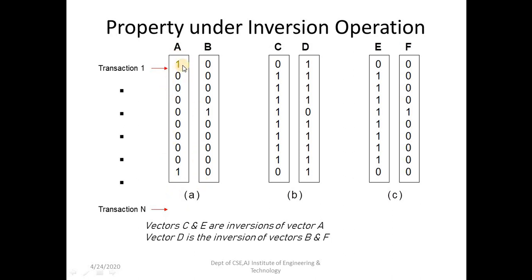Here 1 means that for transaction 1 the item occurs, and for the 10th transaction, item A occurs. So 1 indicates that the item occurs in that transaction and 0 indicates that the particular item does not occur in that transaction. So these are the bit vectors.